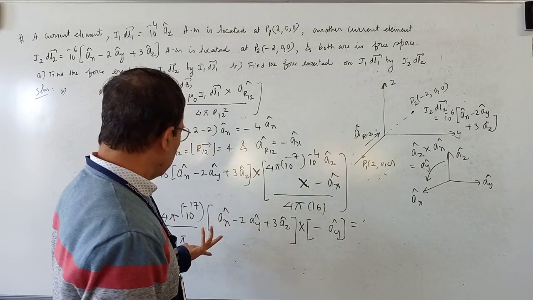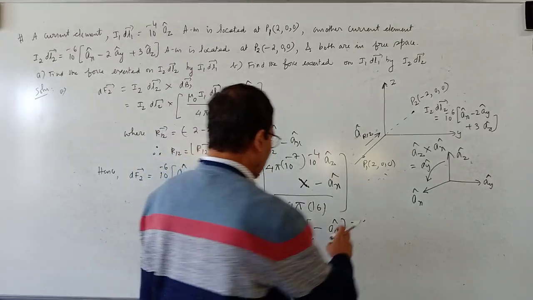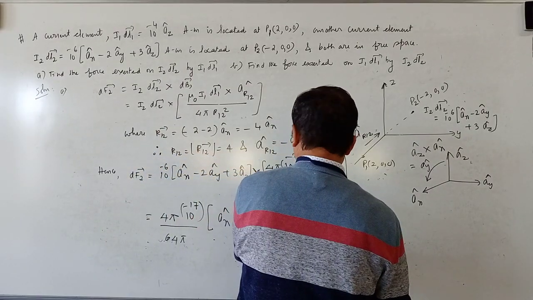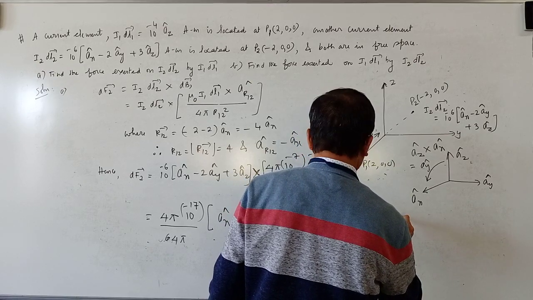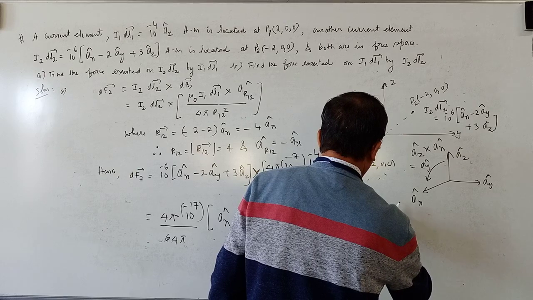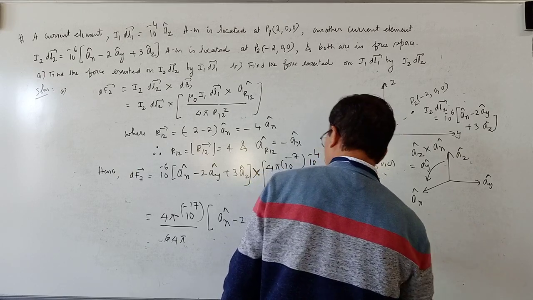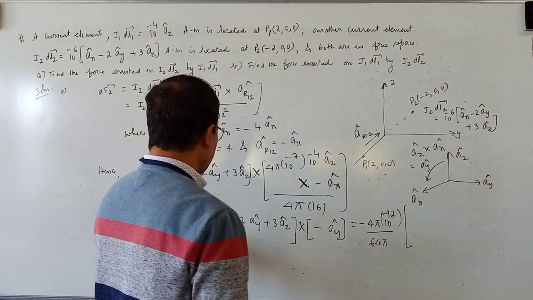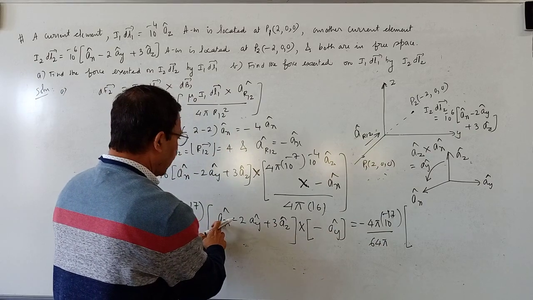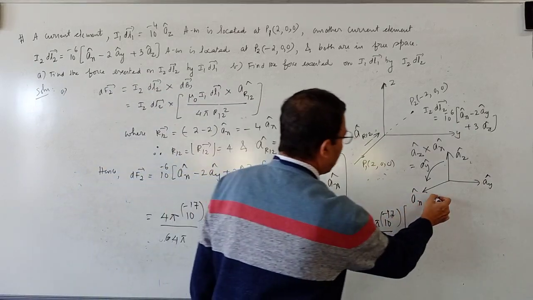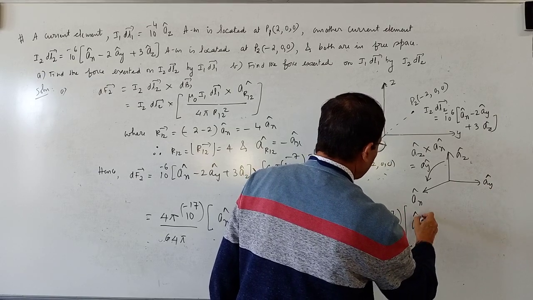Like that also you can do, or you can use determinants. Whichever is convenient, you can do it. So I will do it straight away. Minus sign I take out. Minus 4 pi into 10 to the power minus 17 divided by 64 pi into AX cap. This minus sign is taken out. AX cap cross AY cap means you are traveling anti-clockwise. Therefore, the unit vector is AZ cap.